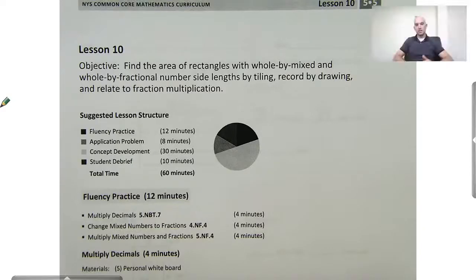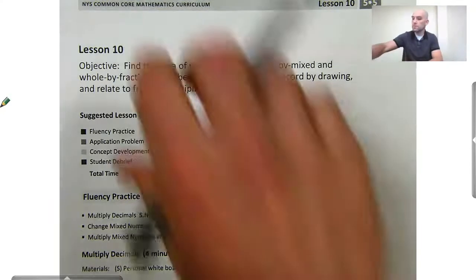Hello everyone, it's Mr. Kissinger at the Citizenship Academy in Syracuse, New York, and this is 5th grade math module 5, lesson 10. We're going to find the area of rectangles with whole by mixed and whole by fractional number sides by tiling, and record the drawing, relate to fraction multiplication. So we're going to be using an area model to essentially multiply fractions by whole numbers.